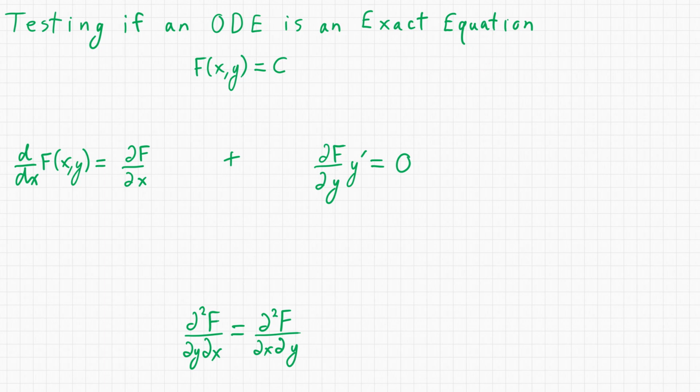So you start with your function f of x comma y equals some constant c, and then you can create this other function, the derivative with respect to x of f of x comma y. You take the partial derivative of the function f with respect to x, that's the first piece, and then you take the partial derivative of f with respect to y, that's the second piece.